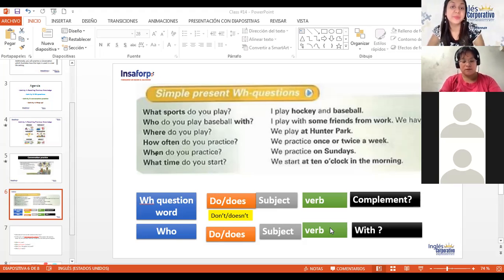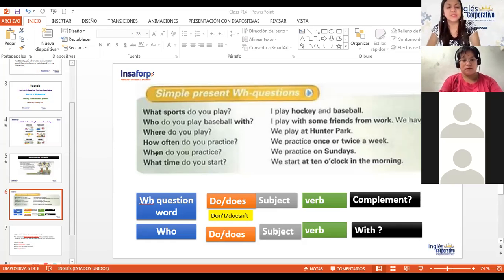Where do you live? Where do you buy your shoes? Excellent. Where do you usually go on weekends? Where does she go? Where do you buy that? Where is it? Where does she go? Okay, ¿a dónde va ella? ¿Dónde compraste? Where do you buy the one? Where does he live? Ahí ya no llevaría la S, Byron, porque ya el auxiliar nos dice que es tercera persona. Where does he live?